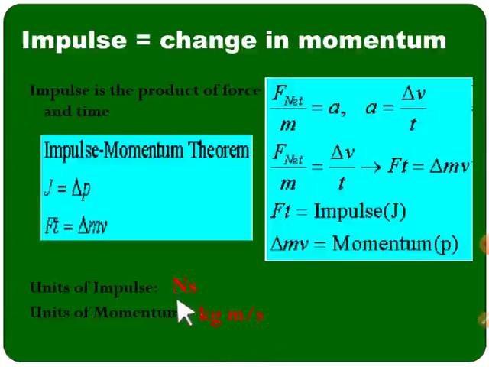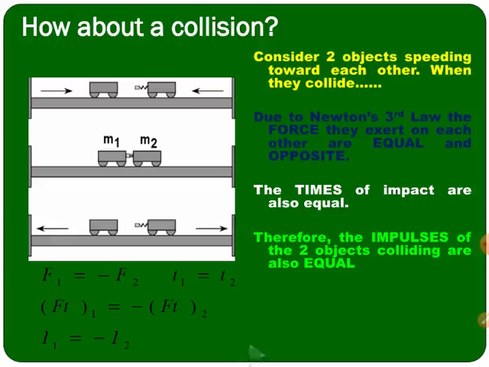So you can say that the SI unit of impulse is Newton second, or kg meter per second. Why? Because impulse can be related to the change in momentum. So the SI unit of impulse is what? Newton second or kg meter per second. Yes. Let's see how about a collision?